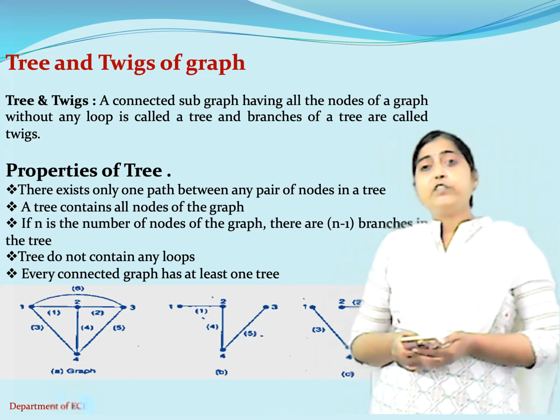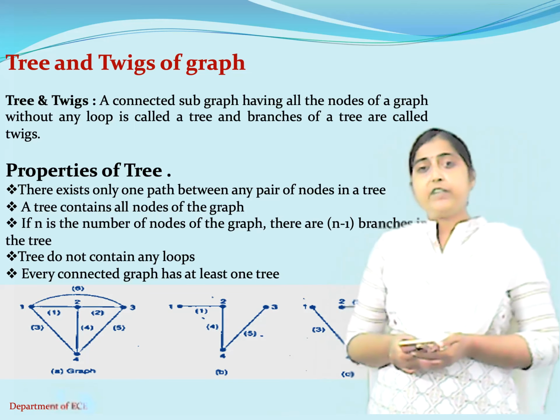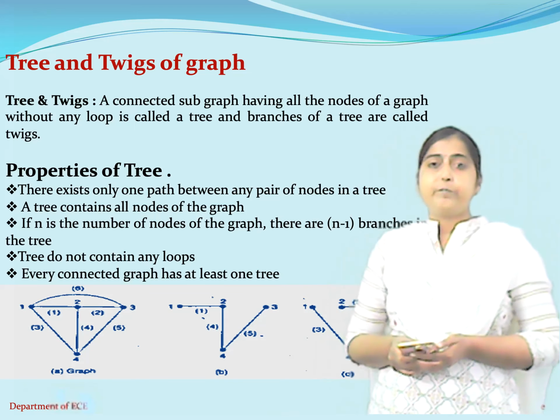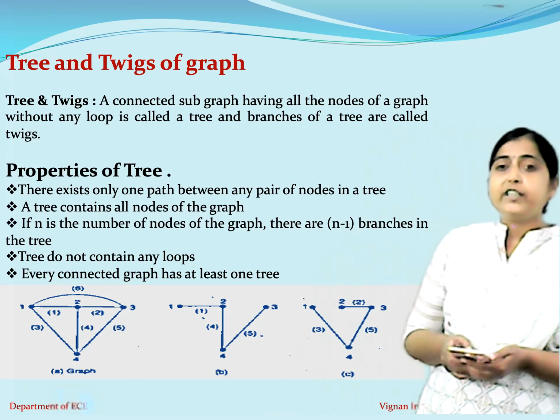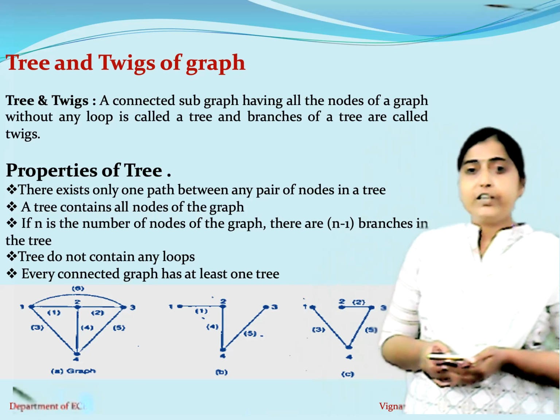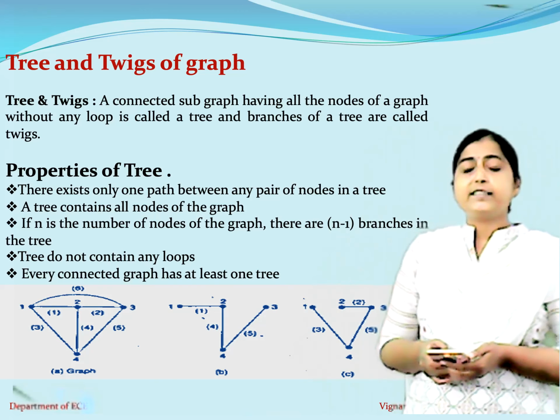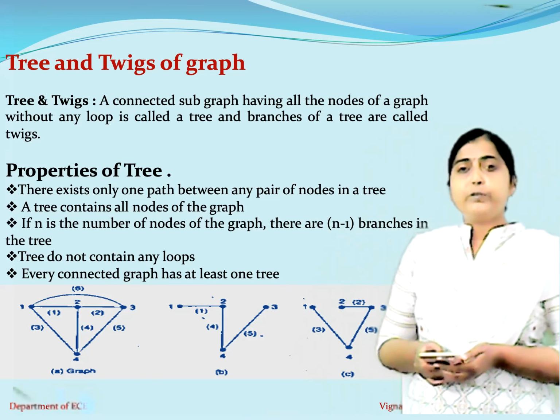The branch which you have removed from that tree, we call a twig. What is a twig? A twig is that branch of the network graph which we have removed in order to make it an open loop. Such a branch in a tree we call a twig.